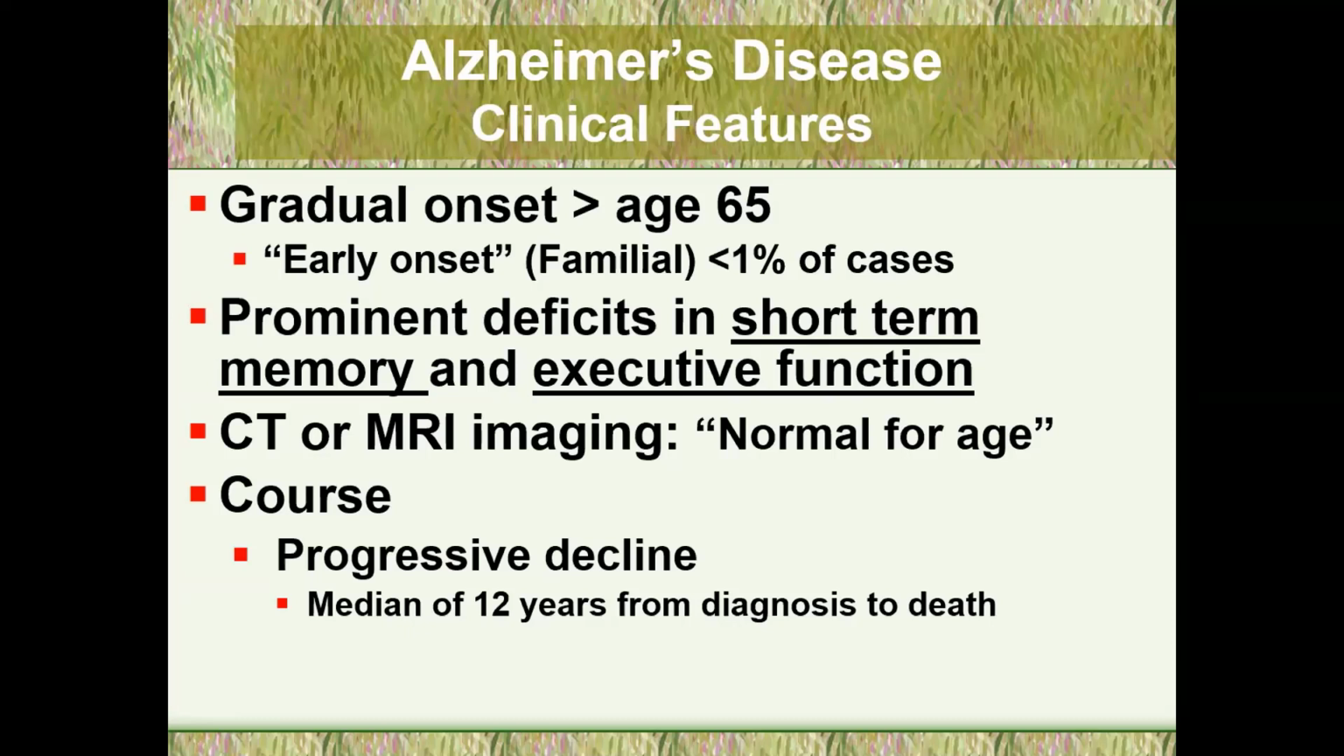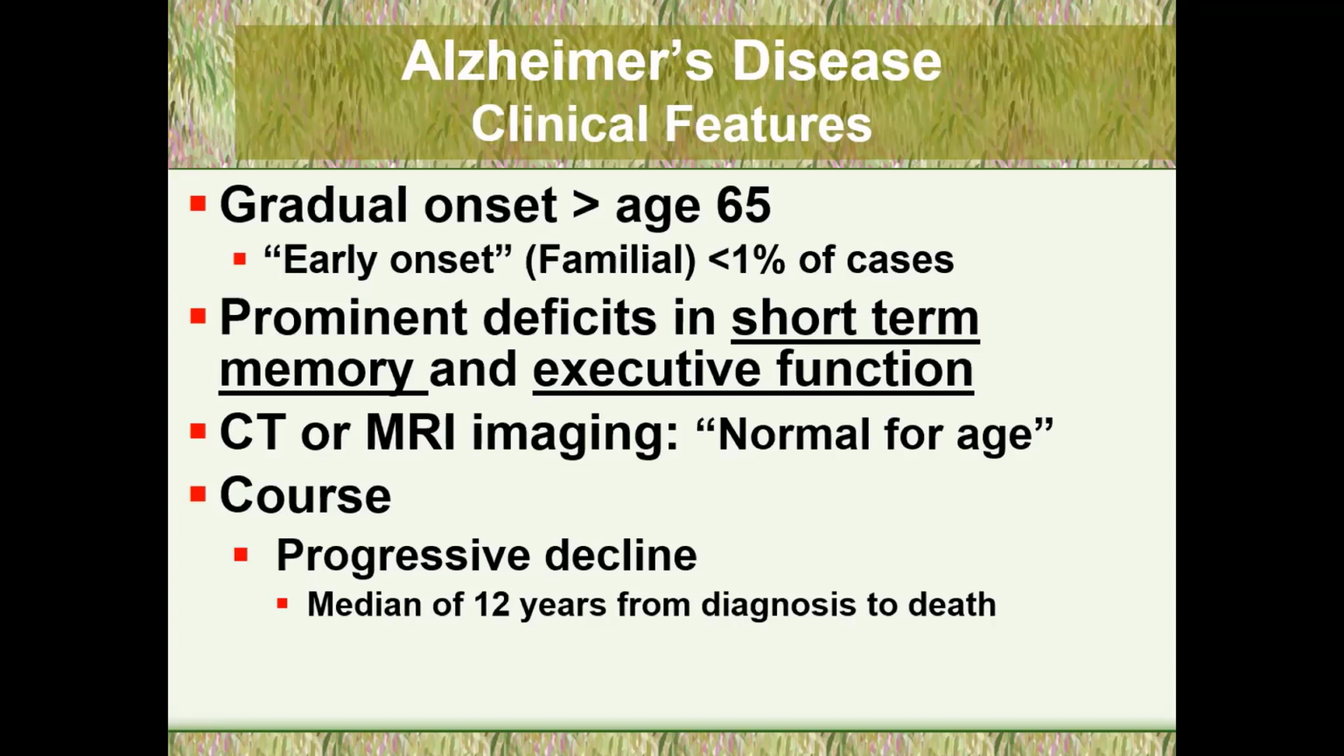They may not really have functional problems until they've had their disease for several years. But when you query the family and go back, they'll start remembering that problem started a few years ago. The second feature of Alzheimer's disease is that almost all, but not all, patients with Alzheimer's have a significant problem with short-term memory function and with executive function. So that relates to their decision-making capacity. When you do a brain scan, a CT or MRI brain scan, you find nothing. That is, the brain is normal for age.